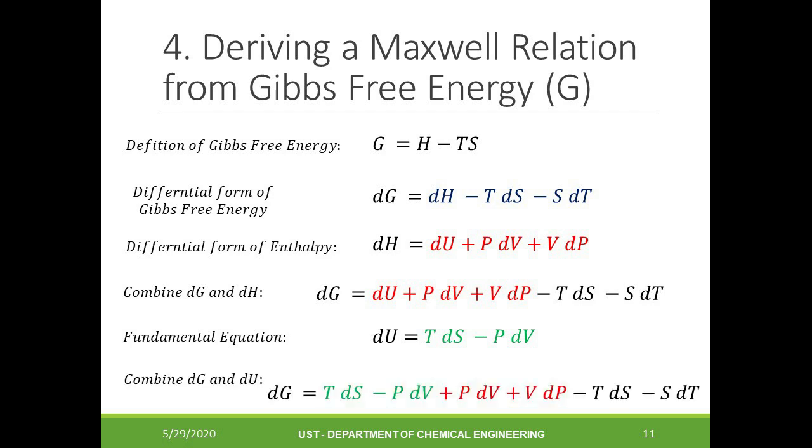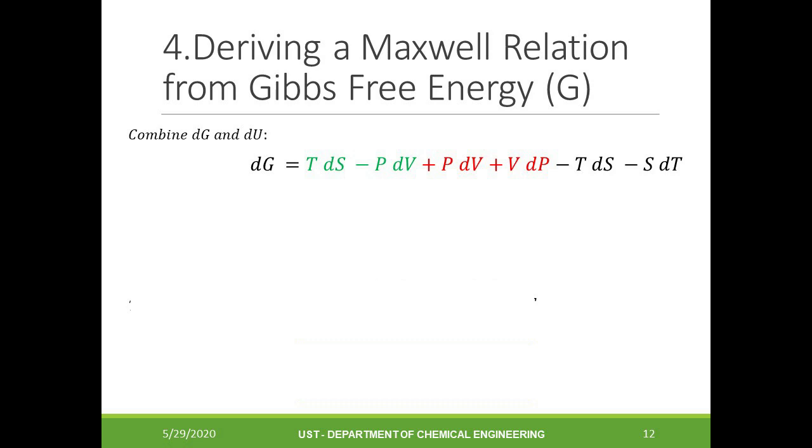Okay, so now we can immediately notice that some terms in this equation cancel out, and we can remove the TdS and PdV. This will now give us a simpler equation, that is the infinitesimal change in the Gibbs free energy is equal to VdP minus SdT.